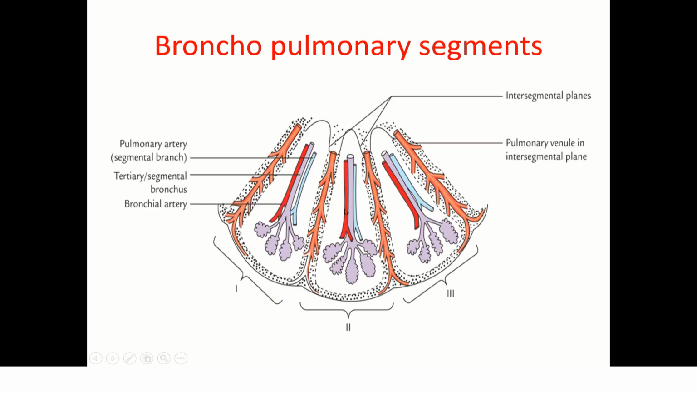You can see here, this is the segmental bronchus and this is the pulmonary artery, the blue one. The red one is the bronchial artery, and this is the segmental bronchus. See, these are all within the segment, whereas if you see this, these are the tributaries of the pulmonary vein which are actually intersegmental.